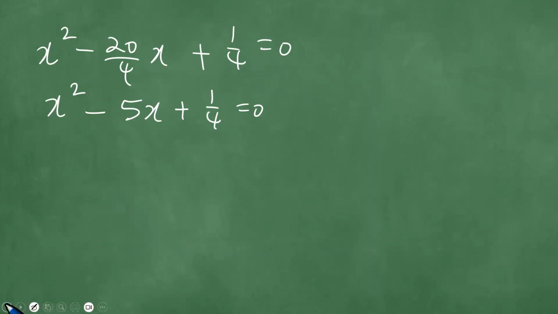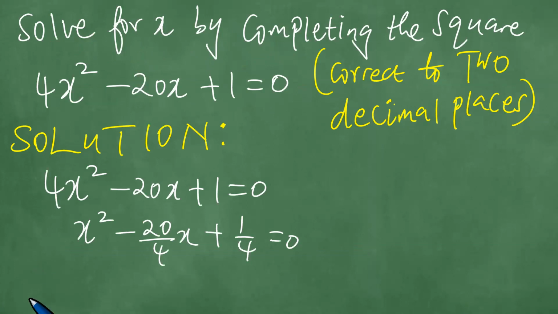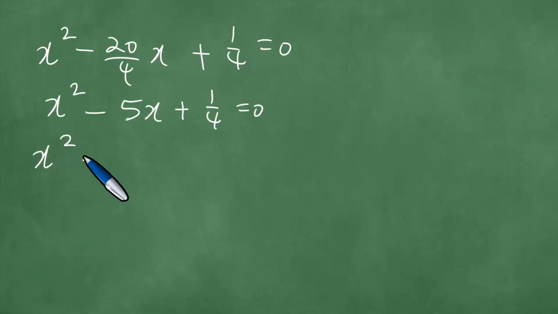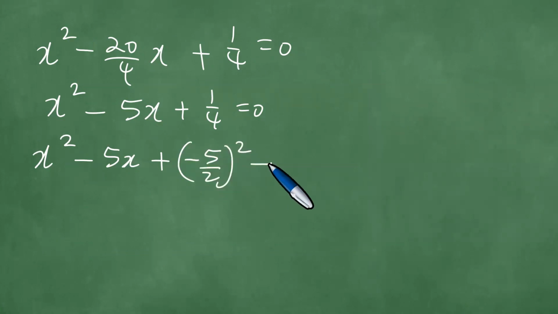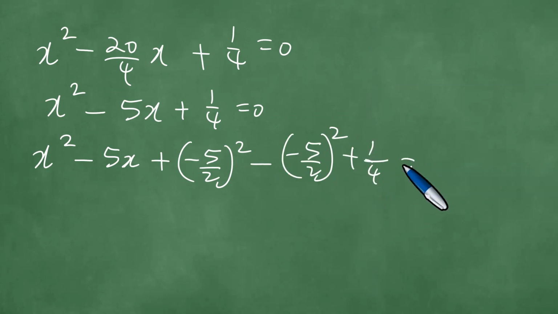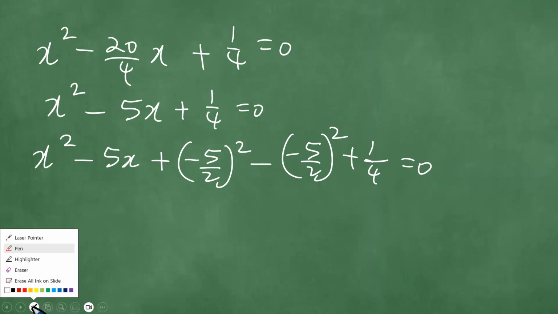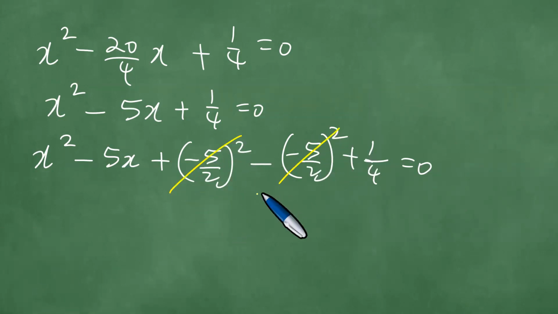Right, so you take the coefficient of x, you half it, you square and you subtract the same thing. And then you have one quarter equals zero. Because now these things cancel out. Subtract the same thing, they cancel out. So it's like you have not changed the original one because it's the same thing minus itself. So it's still the two terms there and the one quarter.